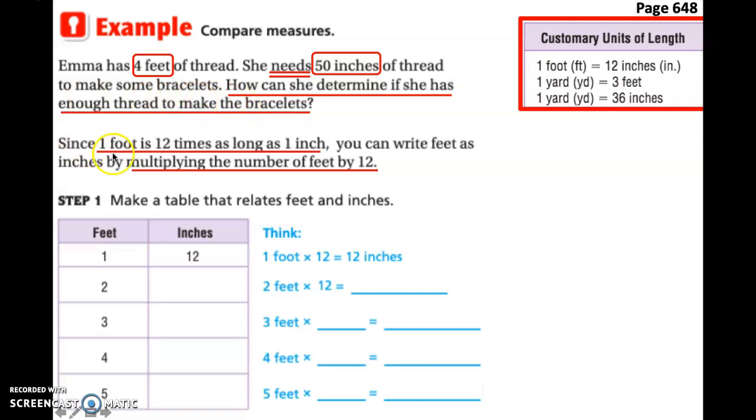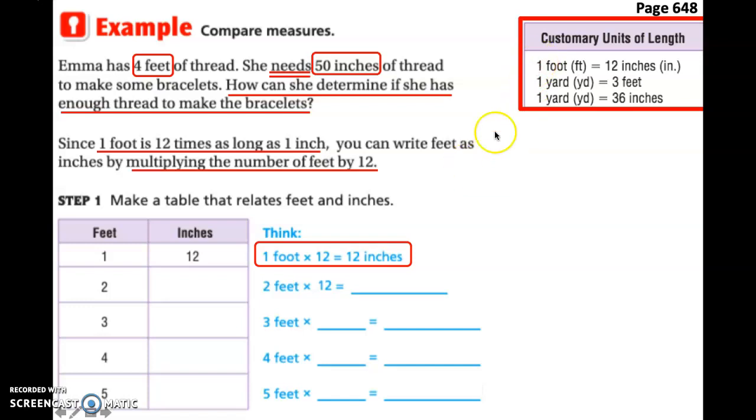Think, since 1 foot is 12 times as long as 1 inch, you can write feet as inches by multiplying the number of feet by 12. Let's take a look at our box up here. I know that 1 foot equals 12 inches. Now for this problem, we're working with foot or feet and inches. So this is what I'm going to focus on. So step 1, make a table that relates feet and inches.